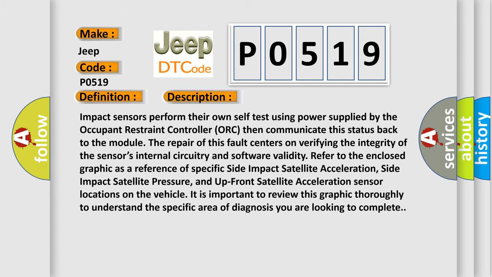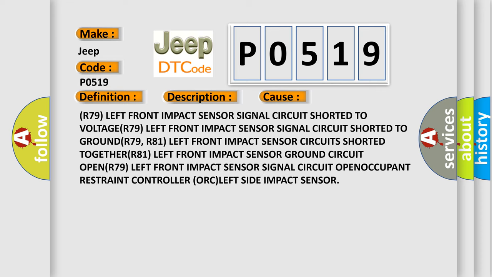This diagnostic error occurs most often in these cases: R79 left front impact sensor signal circuit shorted to VOLTAGE, R79 left front impact sensor signal circuit shorted to GROUND, R79, R81 left front impact sensor circuit shorted TOGETHER, R81 left front impact sensor ground circuit OPEN, R79 left front impact sensor signal circuit OPEN, OCCUPANT restraint controller ORC, LEFT side impact sensor.